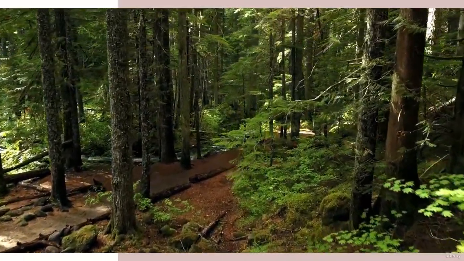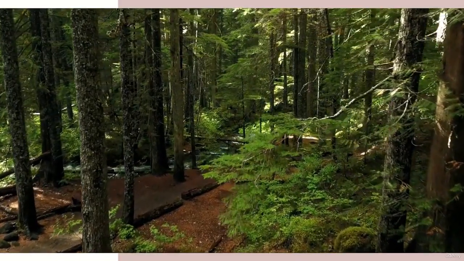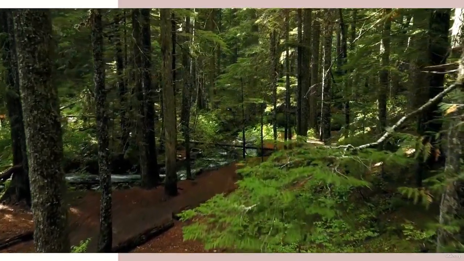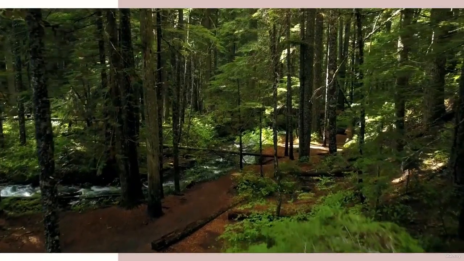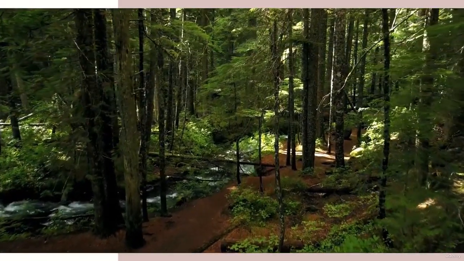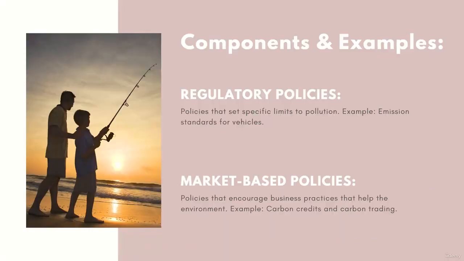The components of environmental policy include regulatory policy. That is, the government puts specific limits on pollution. For example, vehicles have certain limitations and certain emission standards which they need to follow. For example, in India, if you have to drive a car, it has to be BS6 standard. It's a standard given by the government, which all the vehicle manufacturers have to follow. So it's a regulatory policy by the government.